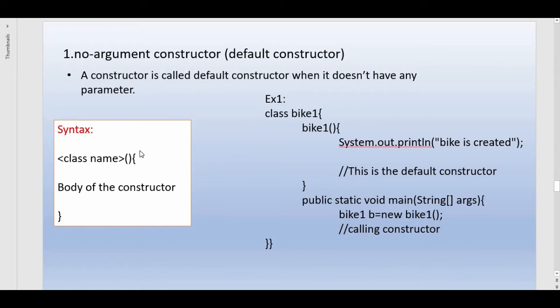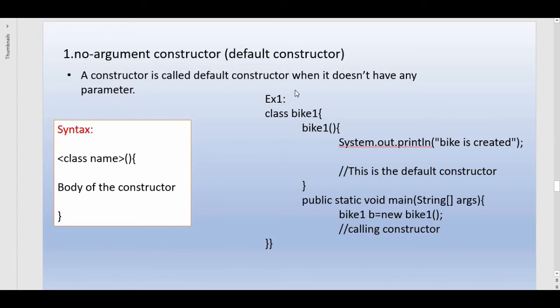What is the purpose of the default constructor? That is the question. The default constructor is used to provide the default value to the object, like 0 or null. You can see the syntax of the default constructor: class name and parentheses. Inside the curly brackets there is the body of the constructor. This is the example for the default constructor.